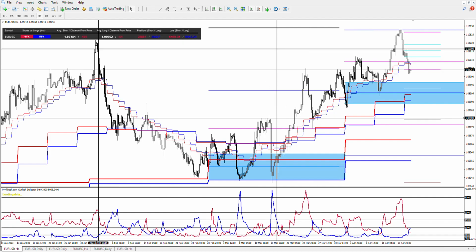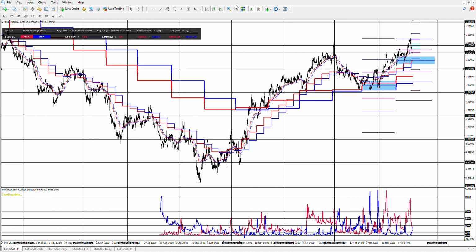Here was a nice buy. We have the moving average and we're rejecting from 1.0750. So I wait for the breakout above 1.10 and a trend into the next round level, which will be 1.125.